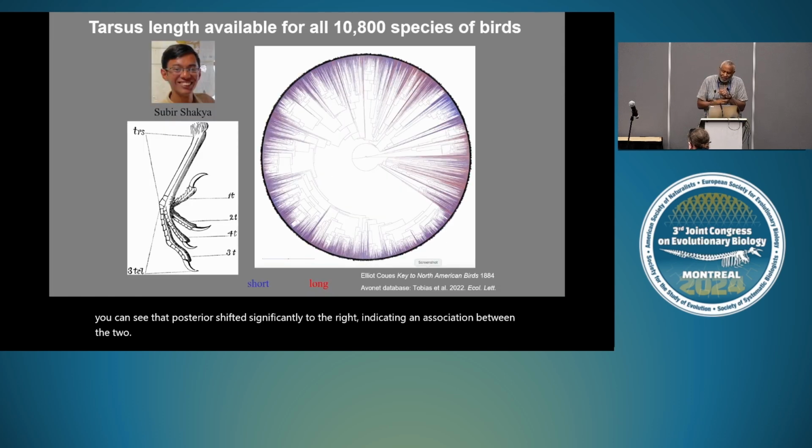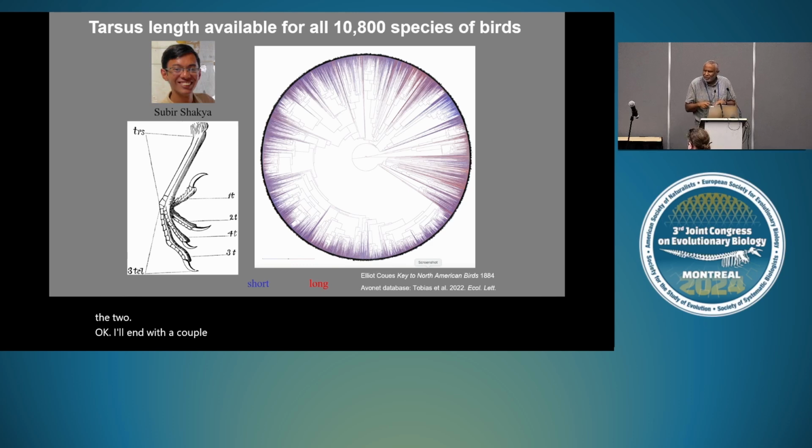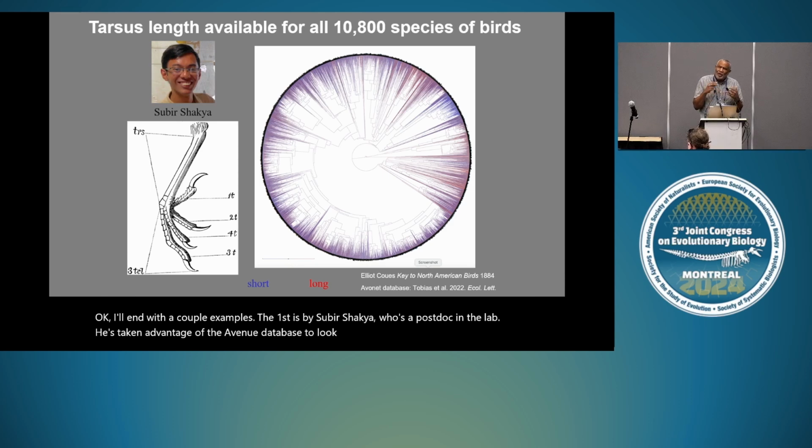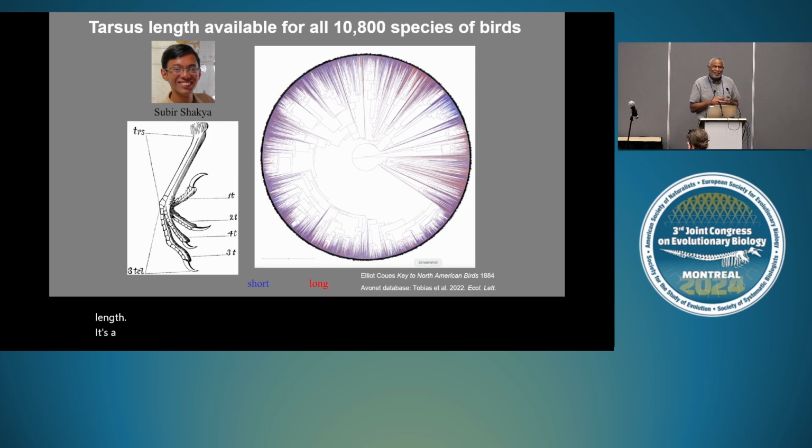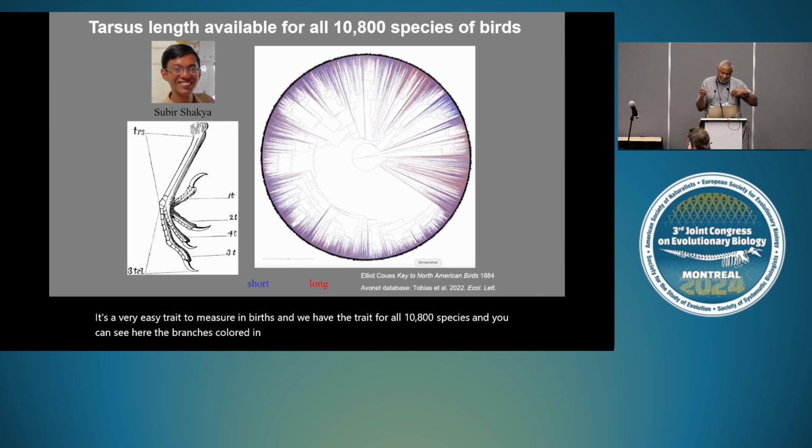Okay, I'll end with a couple examples. The first is by Subir Shakya, who's a postdoc in the lab. He's taken advantage of the AVANET database to look for genomic associations with tarsus length. It's a very easy trait to measure in birds, and we have the trait for all 10,800 species. And you can see here the branches colored in red for lineages with longer traits, and in blue, shorter traits.